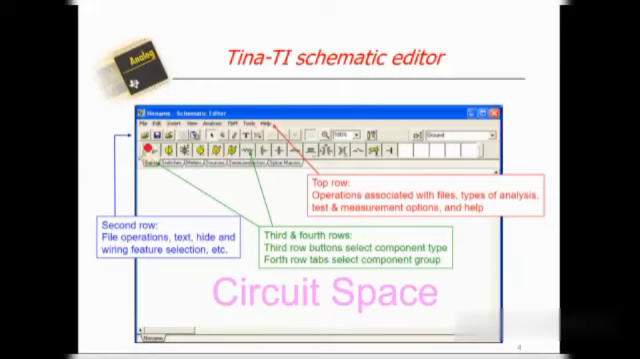And in the second row, if you want to open a TINA file or save it or do some wiring connection, it is here like this. So these are the file operations, text, hide, and wiring feature selection, etc. And the third and the fourth rows: the third row buttons are the component type, and the fourth row tabs select the component group.